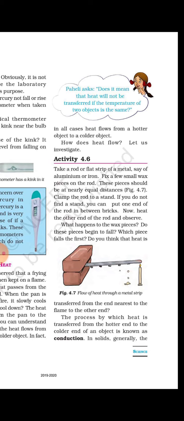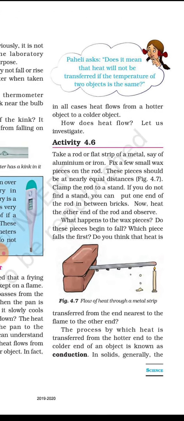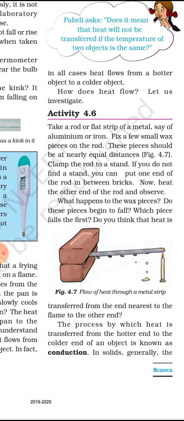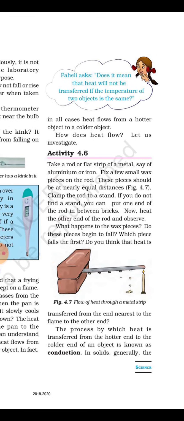See, you take 2 bricks and 1 metal rod. On one side, a candle is lit. When you start to heat one side of the metal, what happens? First, the place where you are heating starts to heat. After that, it spreads the heat from one end to the other end. The process by which heat is transferred from the hotter end to the colder end of an object is known as conduction. Conduction means heat transfer from the hotter end to the colder end of an object. We call it conduction.